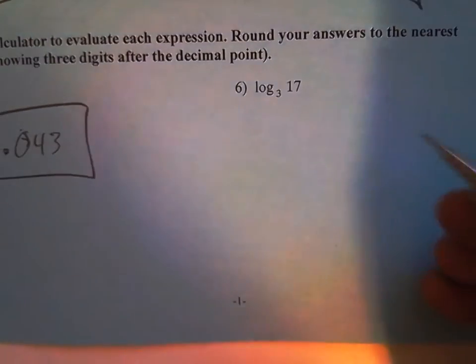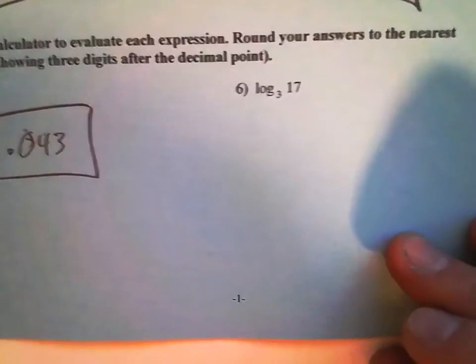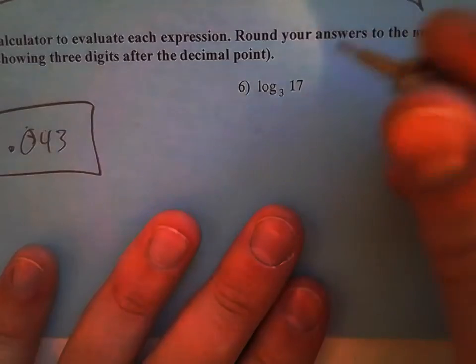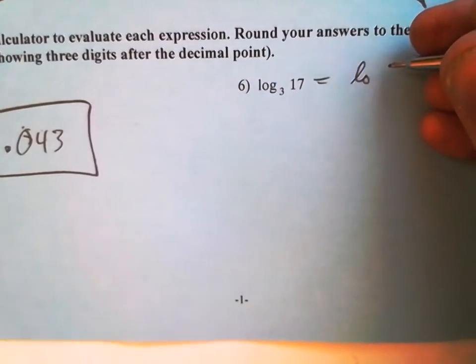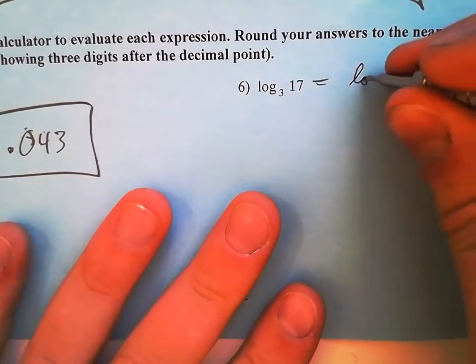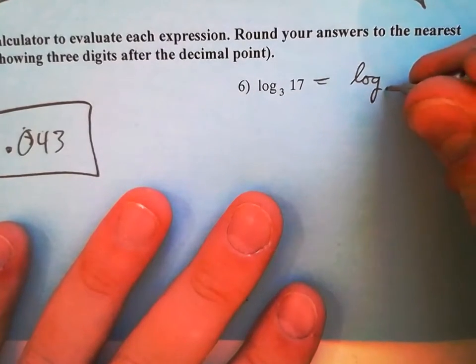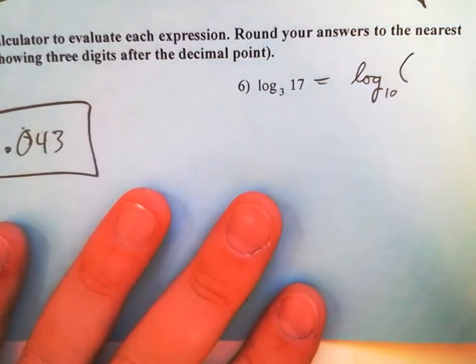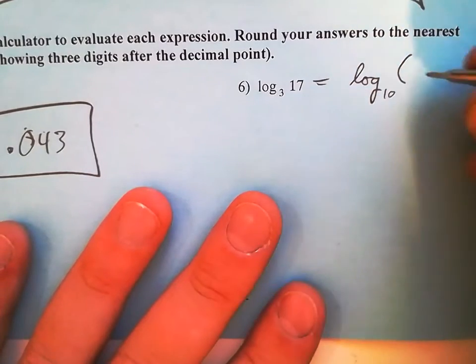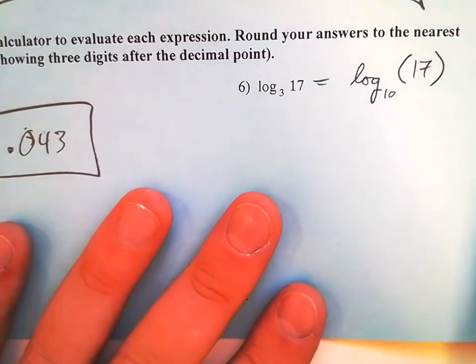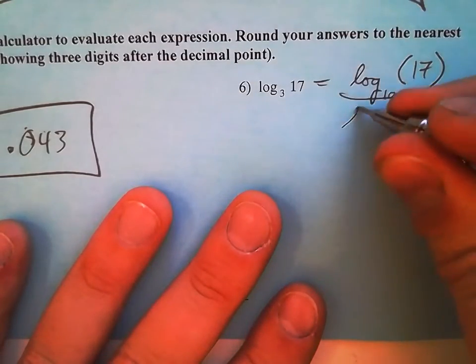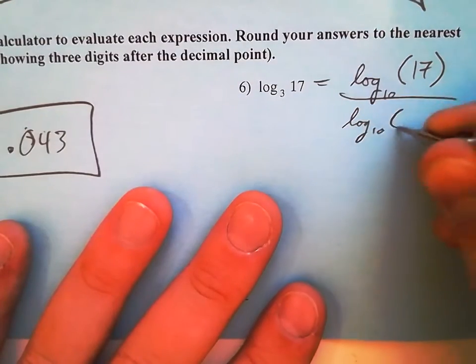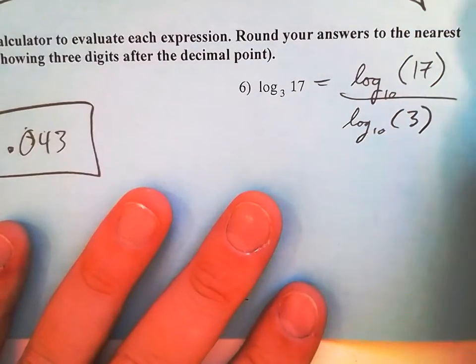Log base 3 of 17. We don't have a log base 3 button, so you've got to use the change of base rule, which should have been on your little flip chart that you could use on the test. So you have a log base 10 button on your calculator. So you're going to do log base 10 of 17, close parentheses, divided by log base 10 of 3 to change the base.